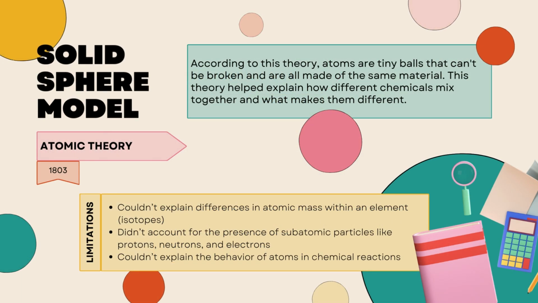Solid sphere model. According to this theory, atoms are tiny balls that can't be broken and are all made of the same material. This theory helped explain how different chemicals mix together and what makes them different.